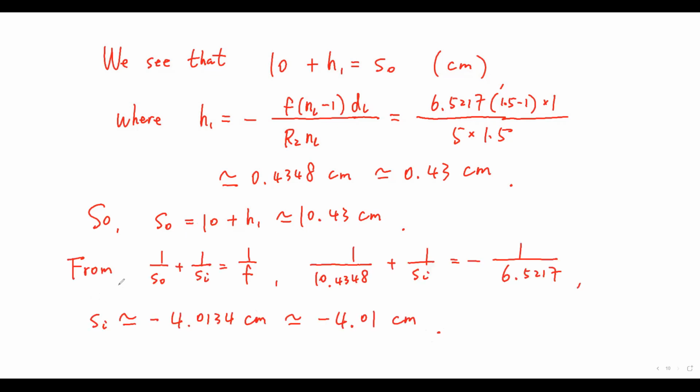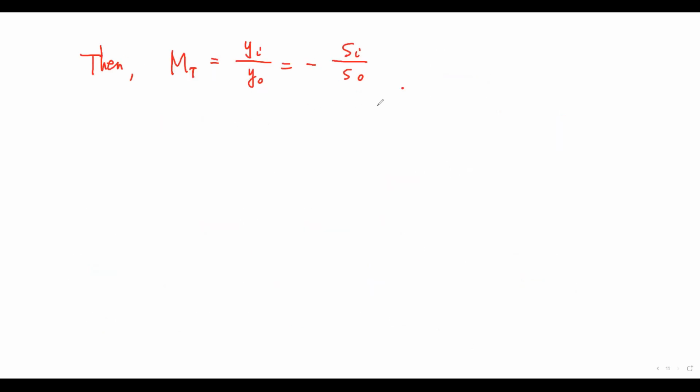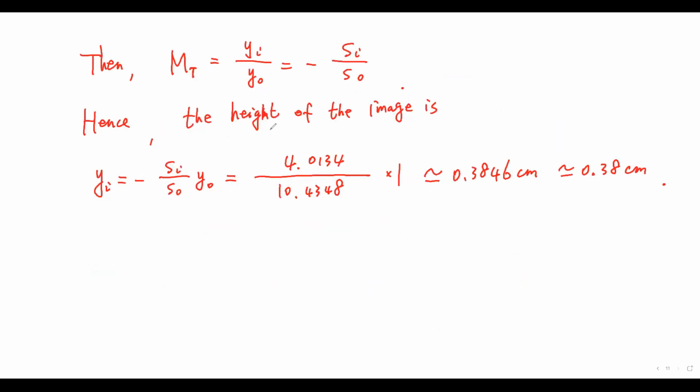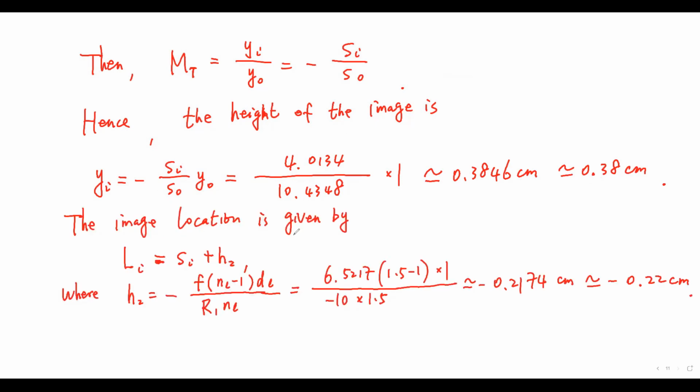Then from the lens formula, this one, we get SI equals this value. We have this formula. So the height of the image yi equals this one. The image location is given by Li equals SI plus H2, where H2 is given by this one.